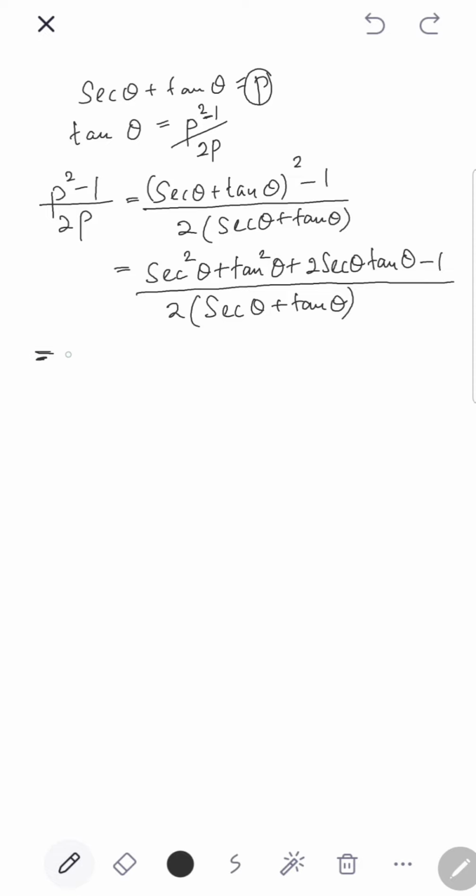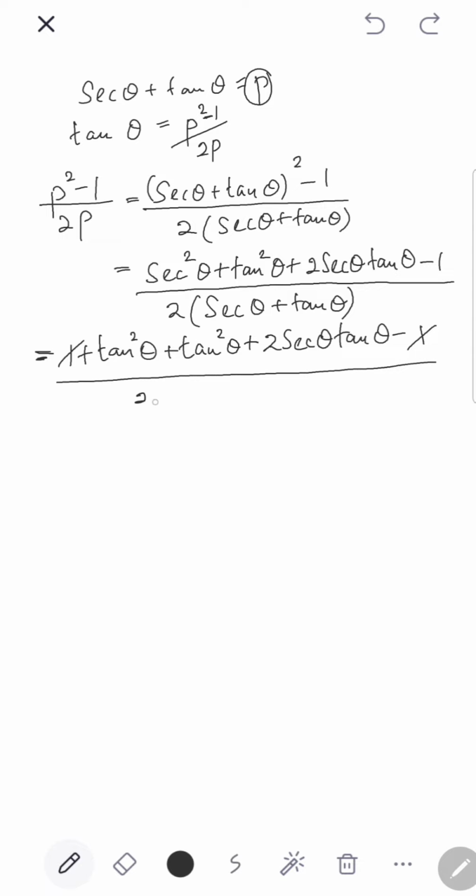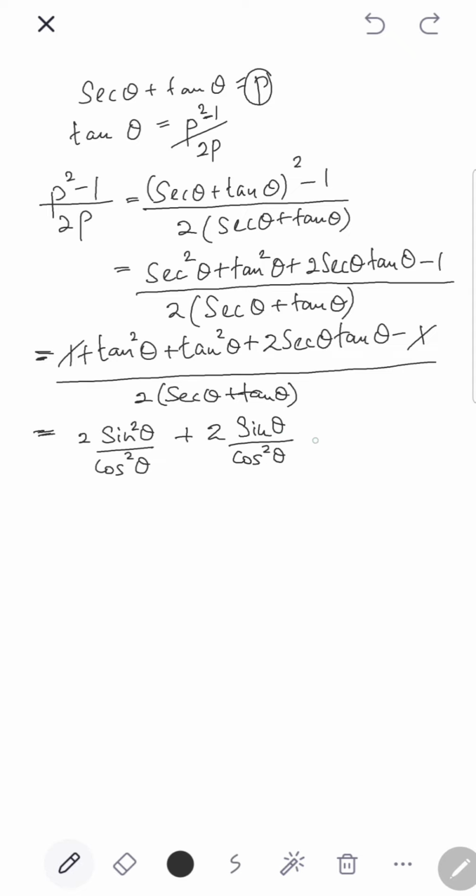Sec square theta can be written as 1 plus tan square theta. Now we can convert this into sine and cos. Let's do that in the next step. We can cancel minus 1 and plus 1. There are two tan square terms, so 2 tan square is 2 sine square theta over cos square theta, plus 2 sec tan can be written as 2 sine theta over cos square theta when we convert sec tan to sine cos. Then here we get 1 over cos plus sine over cos.